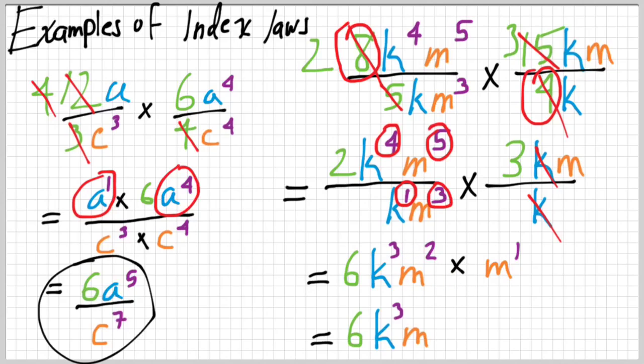We know that this m is really m to the 1. Plain m is m to the 1. We take these powers and we add them. So 1 plus 2 is 3. No more common bases, no more numbers to simplify. That's just the final answer.